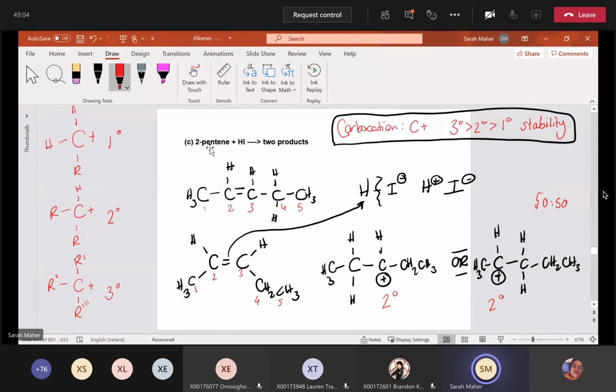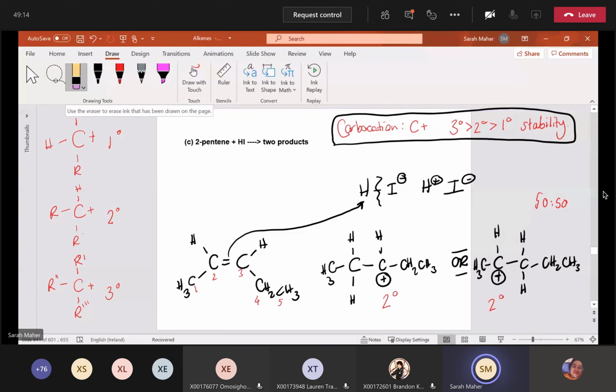Now if we were to look at this, I'm going to take this out of it, and I'm going to change this. Okay, how do we know which carbon the hydrogen will bond to? I'm going to explain that to you now.